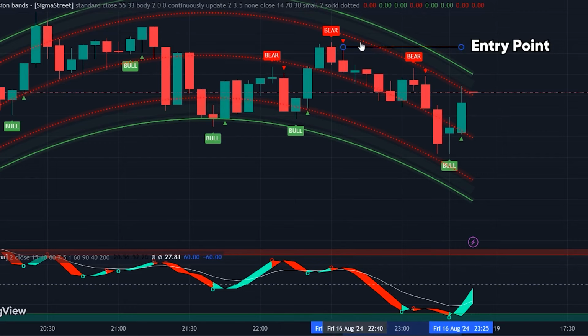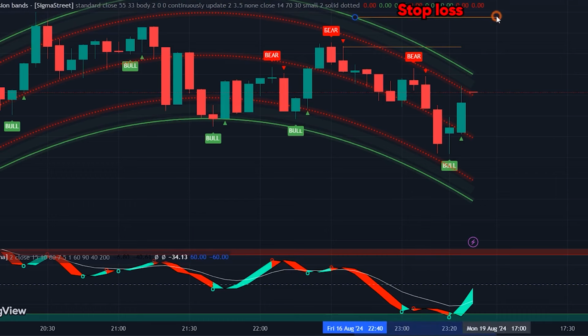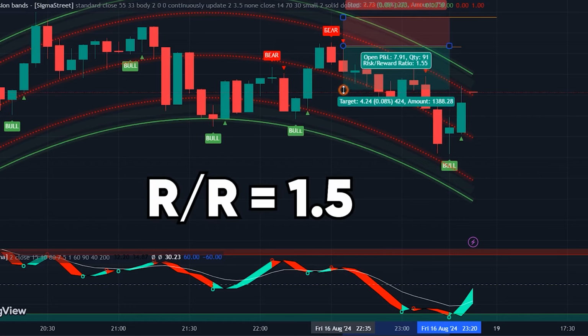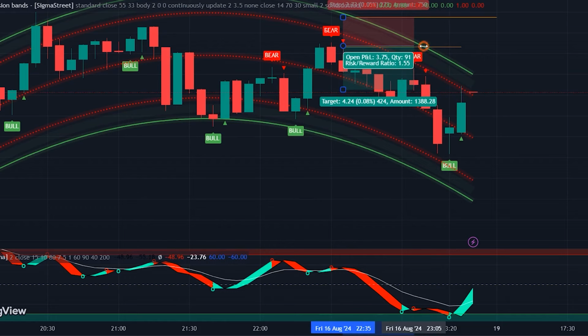For the stop loss, we have two options, which I explained in the buy trade section. After setting the stop loss, we can enter the sell trade. Now we just need to consider our risk-to-reward ratio as 1 to 1.5 for our take profit. Now we have to wait for the trade to close profitably.